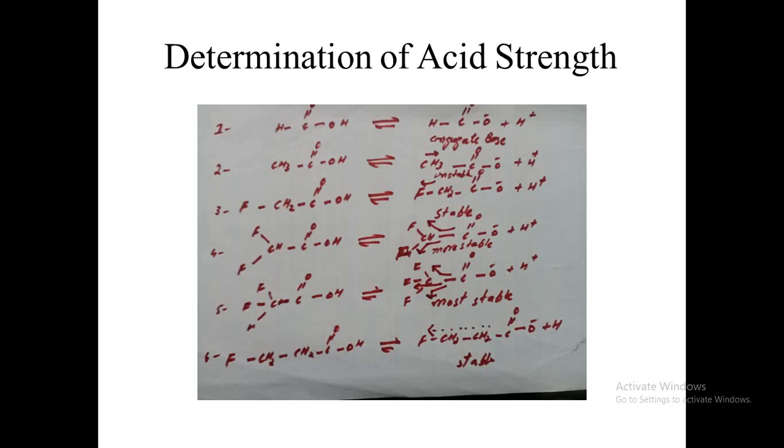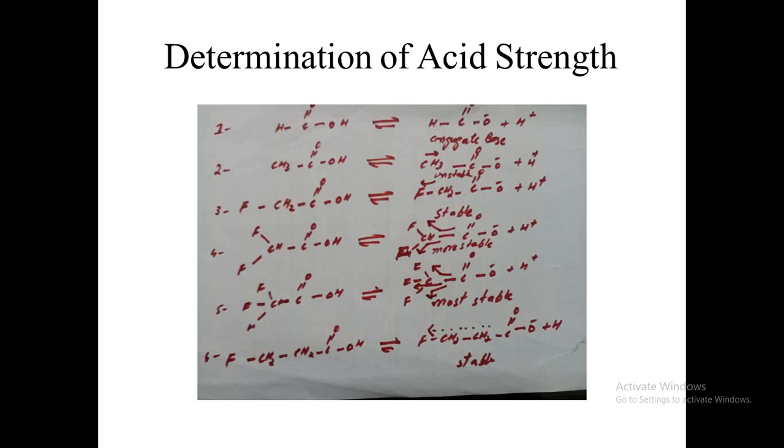The first example is formic acid, second is acetic acid, third is fluoroacetic acid, fourth is difluoroacetic acid, fifth one is trifluoroacetic acid, and sixth one is 3-fluoropropanoic acid.